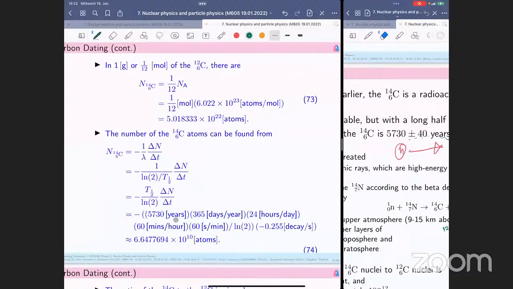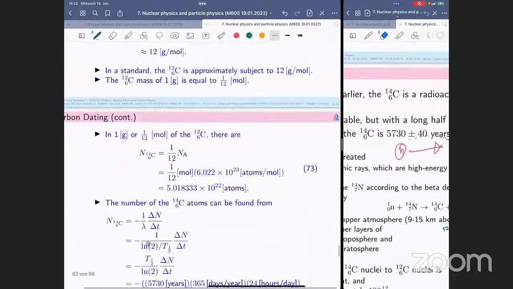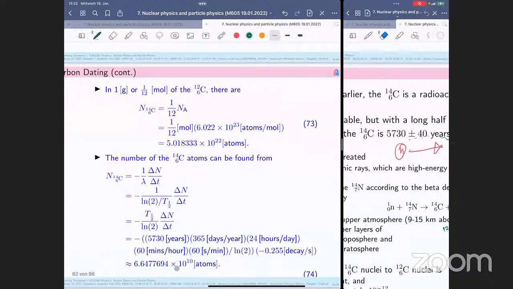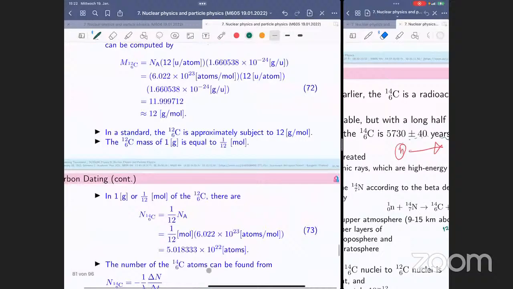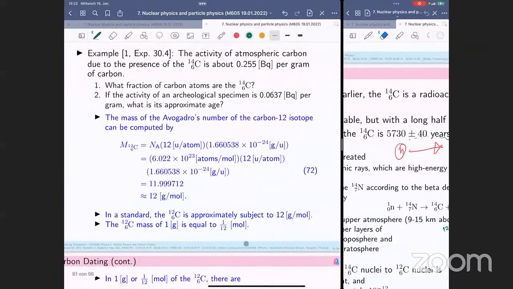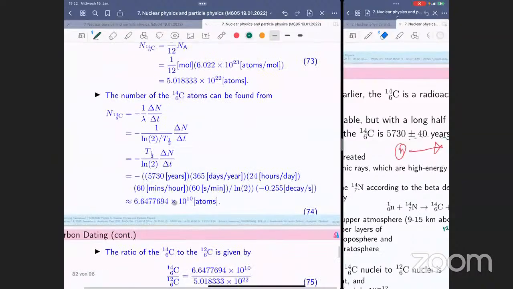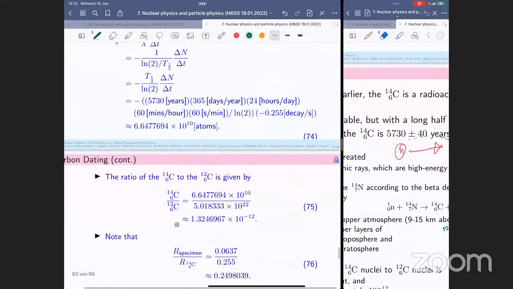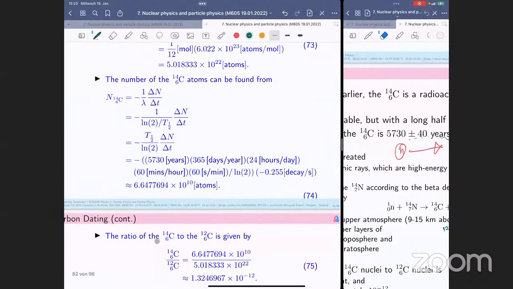Because when you say atom, it means it stays together with appropriate electrons, right? So the number of carbon 14 will remain about 6.6 times 10 million, 10,000 million atoms. It's very, very large. But the number of carbon 12 will be right there. Now we compute the ratio between carbon 14 and carbon 12.